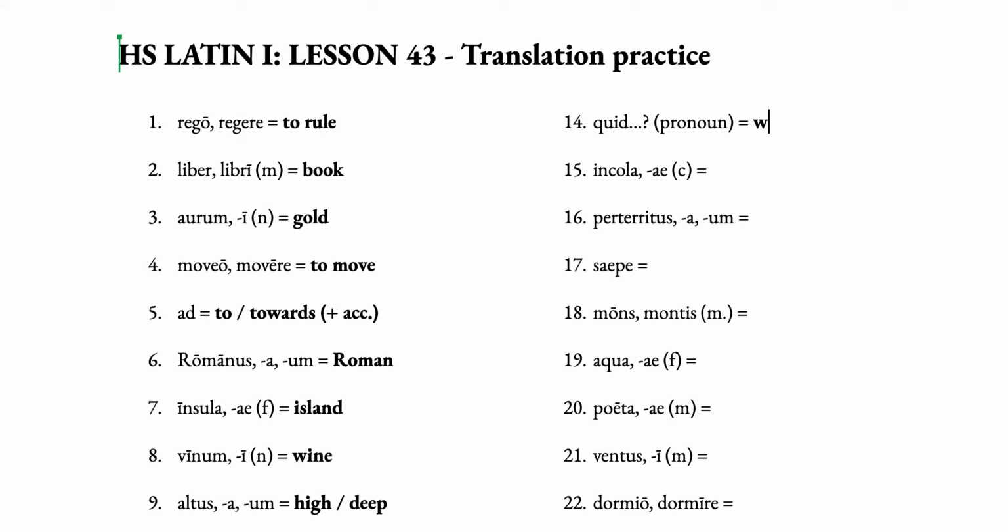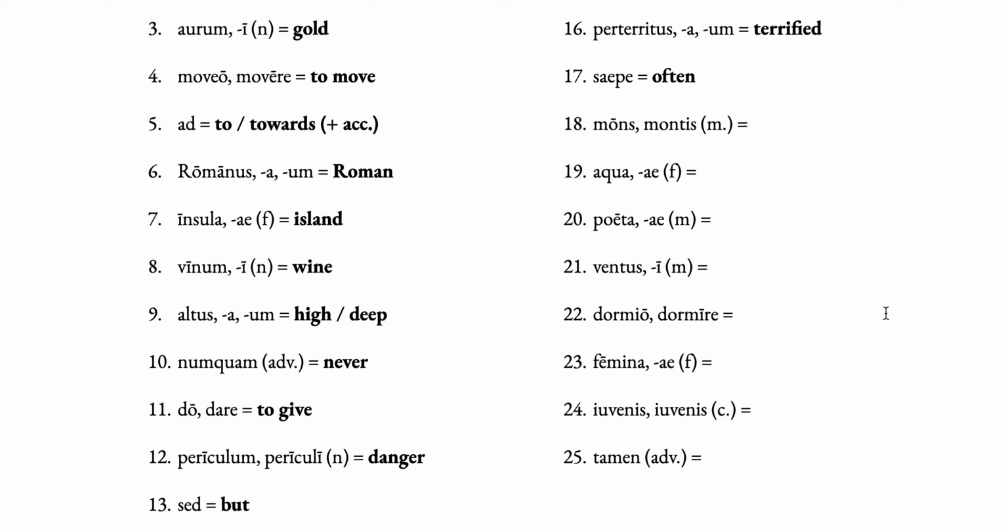Quid means what. An incola is an inhabitant. Perterritus means terrified or frightened. Saepe or saeper means often. A mons, montes is a mountain. Aqua is water. Poeta is a poet. Ventus is the wind. Dormire is to sleep. Femina is a woman. A iuvenis is a young man.